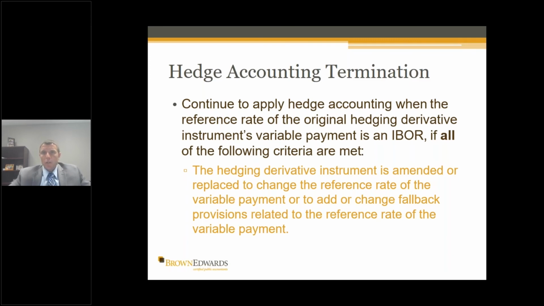So to continue with the goal of seamless transition when it comes to hedging instruments, so your swaps, etc., GASB 93 has created some exceptions to hedge termination. The standard states that you should continue to apply hedge accounting to a hedging derivative instrument when the reference rate of the original hedging derivative instrument's variable payment is an IBOR if all of the following criteria are met. 1, the hedging derivative instrument is amended or replaced to change the reference rate of the variable payment or to add or change fallback provisions related to the reference rate of the variable payment. So essentially, an agreement was reached to change the rate used in the derivative calculation.